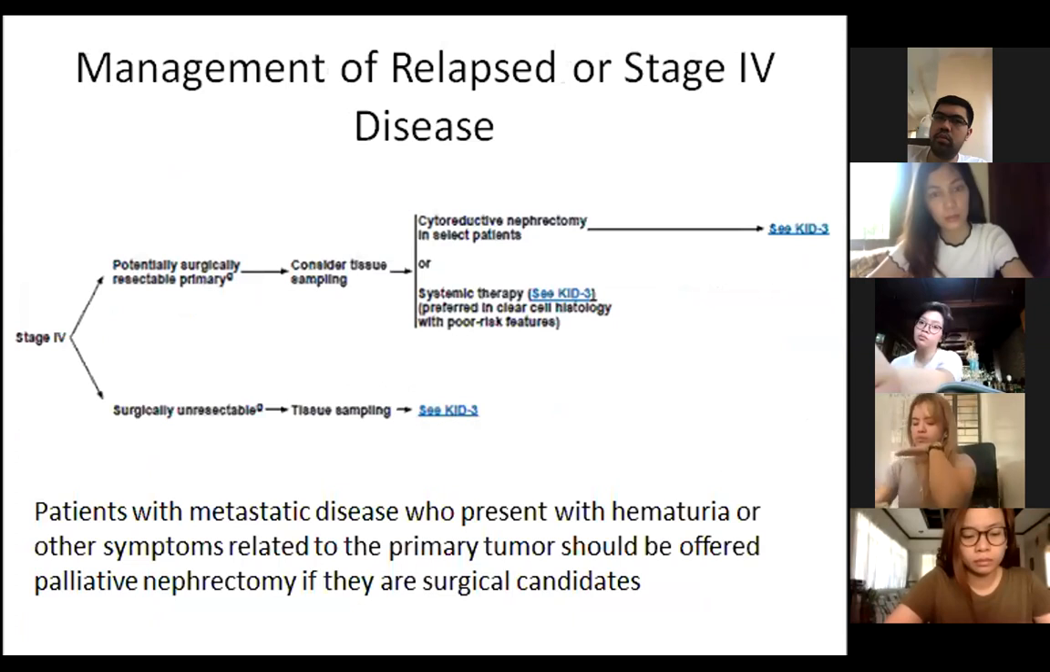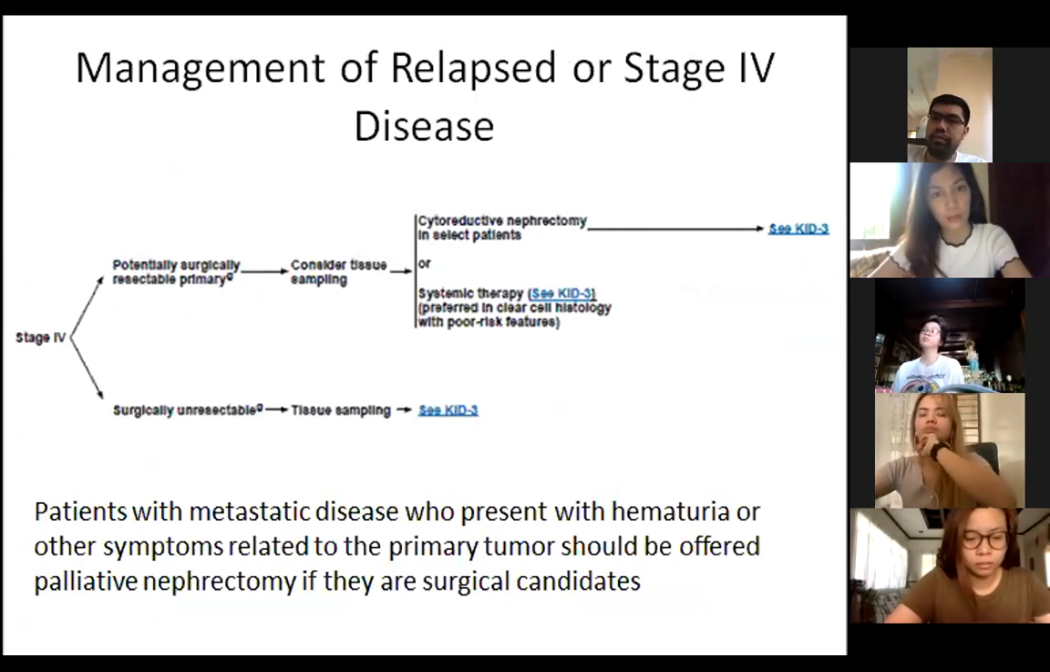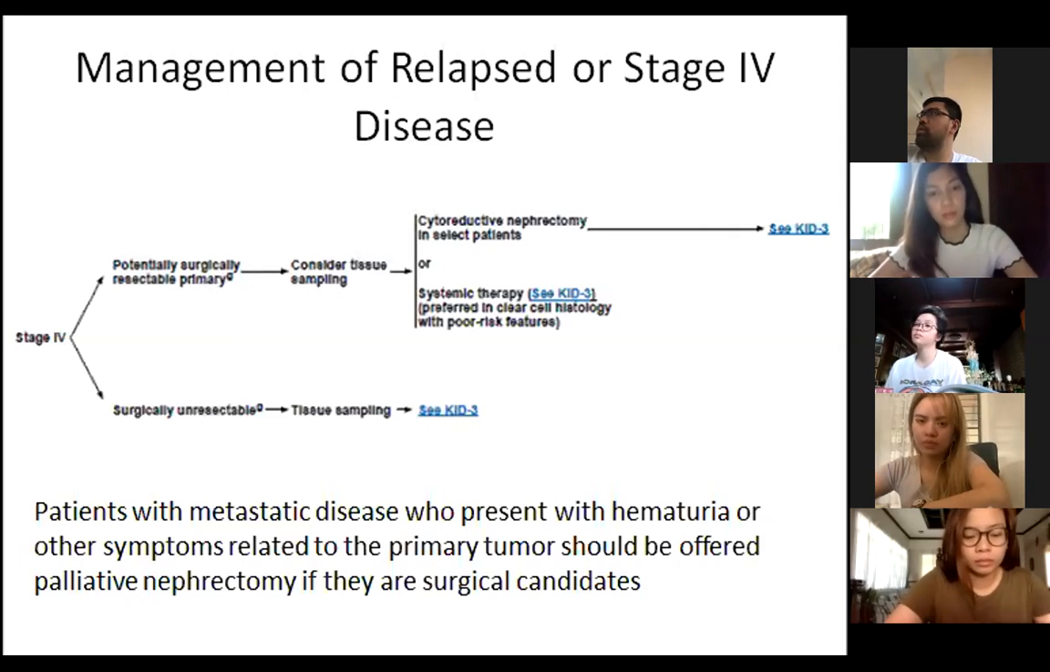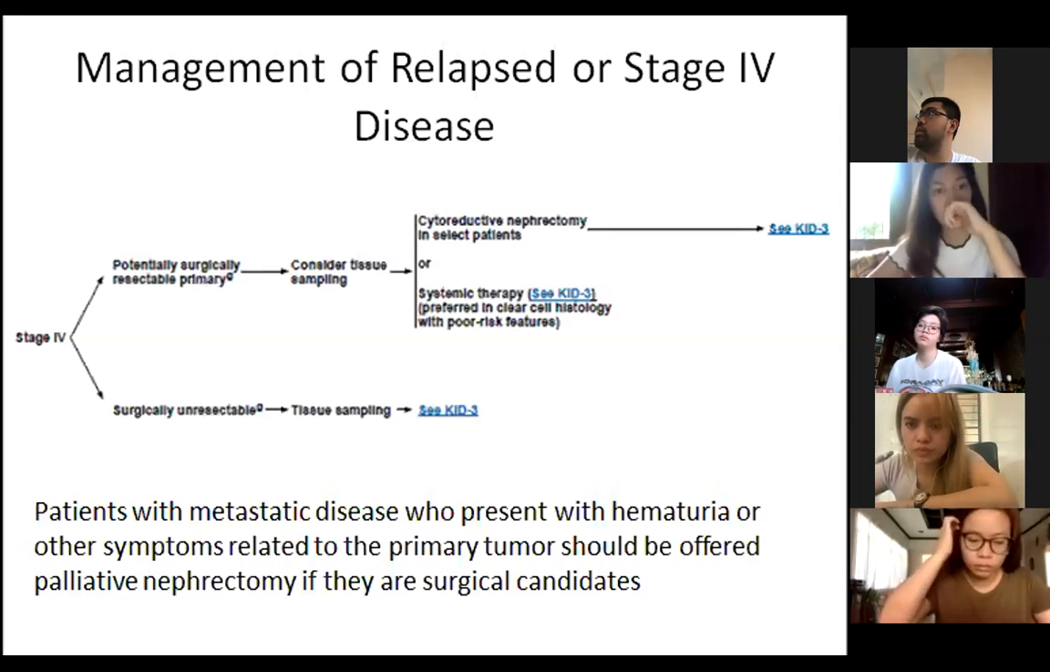So for relapsed or stage 4 disease, cytoreductive nephrectomy before systemic therapy would usually be recommended in patients with a potentially surgically resectable primary tumor mass. Studies suggested that cytoreductive nephrectomy continues to play a role in patients treated with VEGF agents. So patients with metastatic disease who present with hematuria or other symptoms related to the primary tumor should be offered palliative nephrectomy if they are surgical candidates.